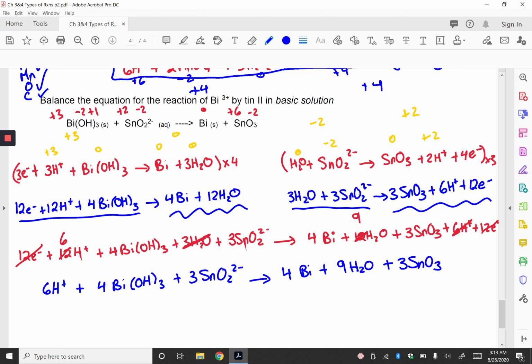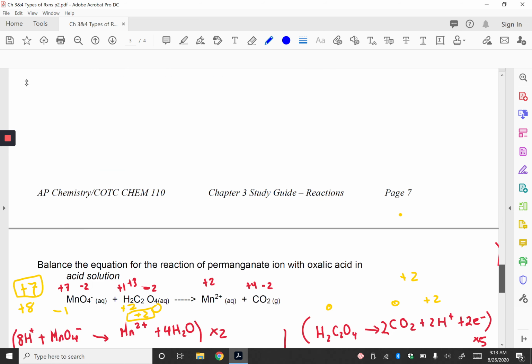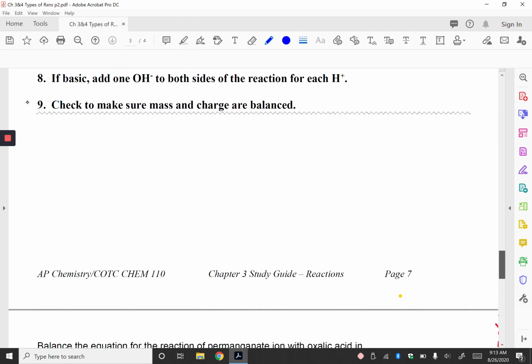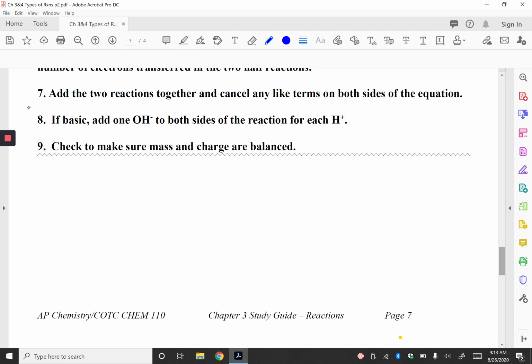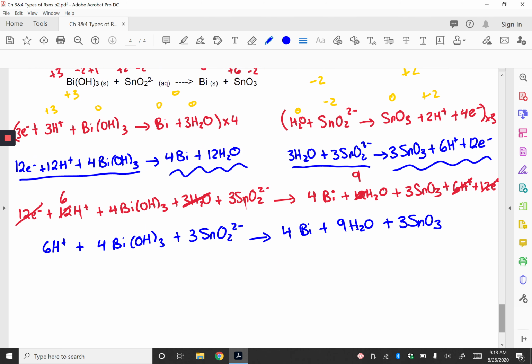All right. Step 8. If basic. Ooh, this one's basic. We know that because it tells us that it's basic. It says basic solution right here. So let's read this one together. If basic, add 1 OH minus to both sides of the reaction for each H plus. So for each H plus, we're going to add an OH minus, but we're going to add it to both sides. So let's go back.